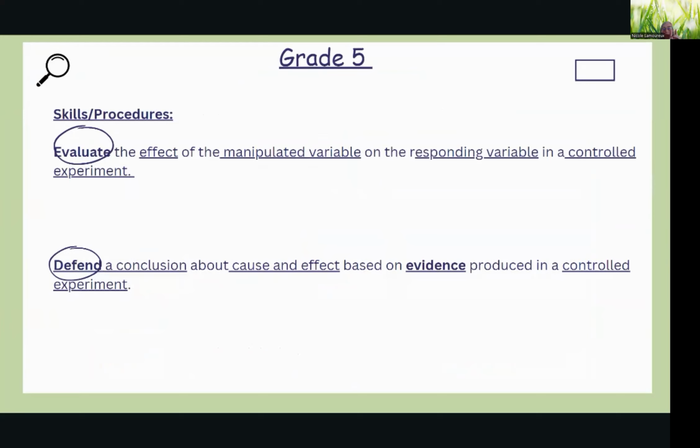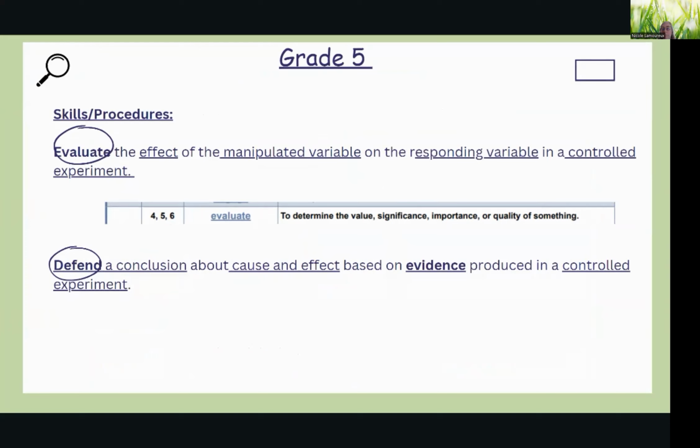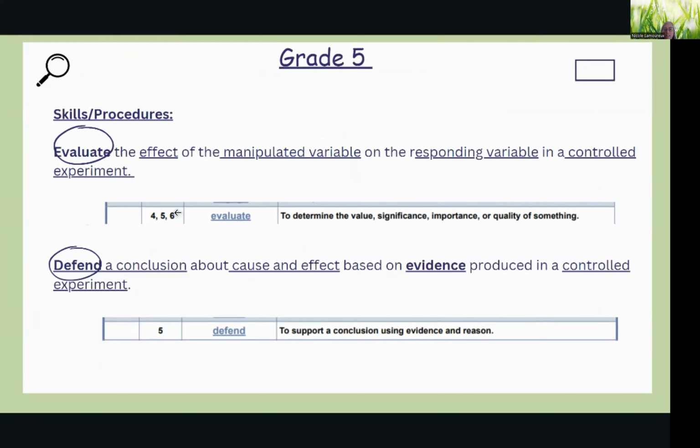Okay. Again, I'm going to just zero in on the skills and procedures because that's what we're assessing. So we should know what those verbs mean. Evaluate is to determine the significance and importance or the quality of the manipulated variable on the responding variable in a controlled experiment for grade 5. Defend a conclusion. So conclusion is like the answer to that, is to support using evidence and reasoning. So they're higher level thinking, okay?